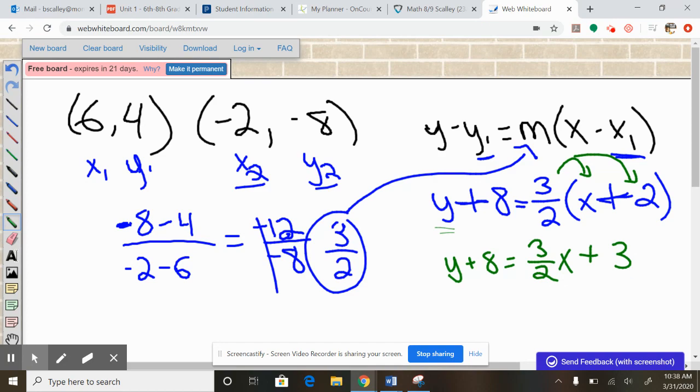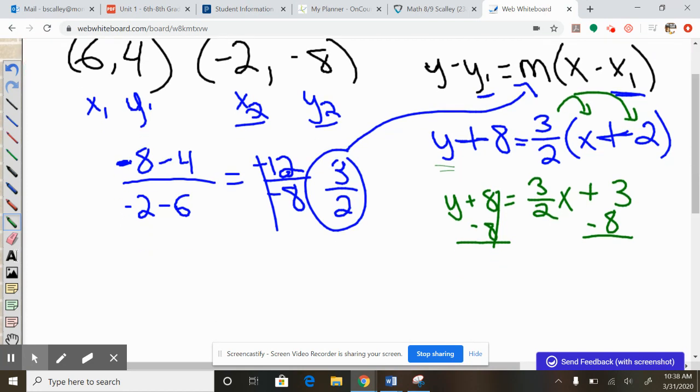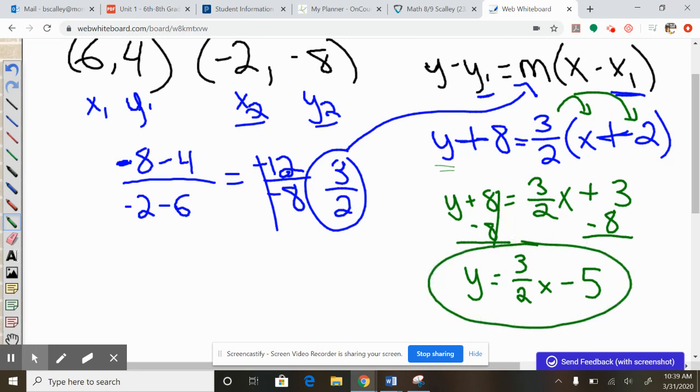And then y is still not by itself. I'd have to subtract 8 on both sides. That's going to cancel. Let me scroll here. I should get y equals 3 over 2x minus 5. Now I have an equation in slope-intercept form where I can tell the slope is 3 over 2 and the y-intercept would be -5.